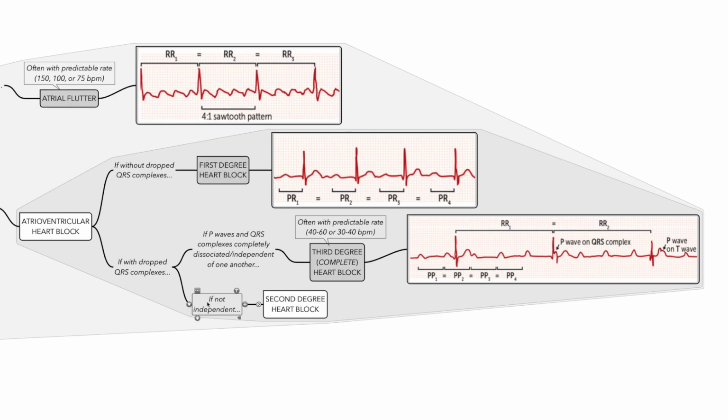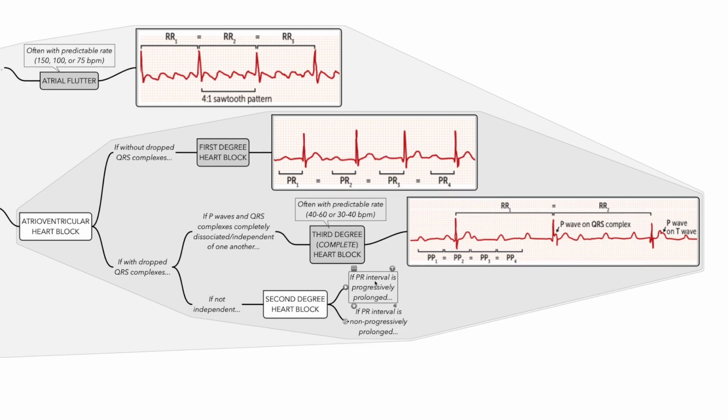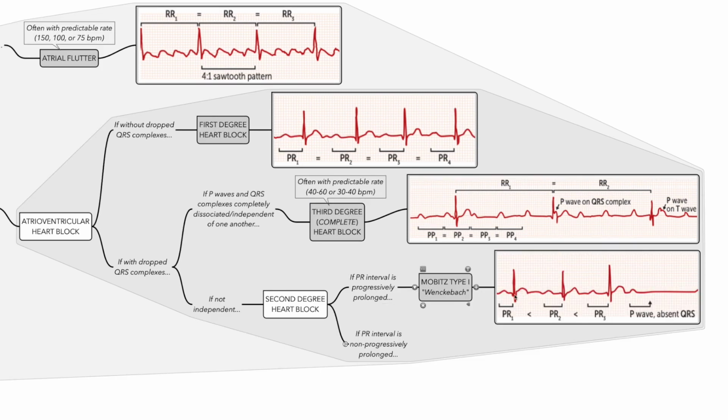Okay, so if they're not independent, so they're dependent on one another, there is some pattern between the two, the atria and the ventricles, that would be some form of second degree heart block. And then if the PR interval is progressively prolonged, we would call that type 1, Mobitz type 1. And you can see that the PR interval gets longer and longer and longer, and then we drop a beat. So we're still dropping a beat, but it's with a progressively prolonged PR interval. If it's not progressive, it's type 2.